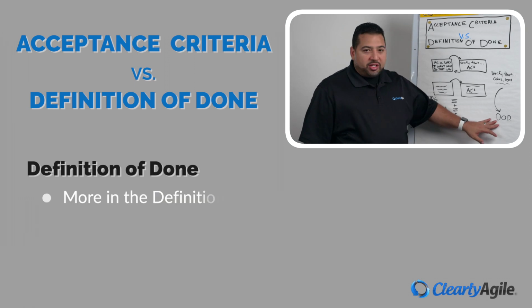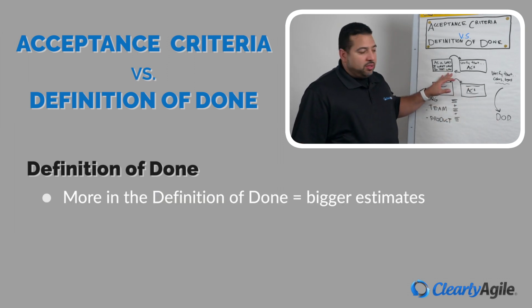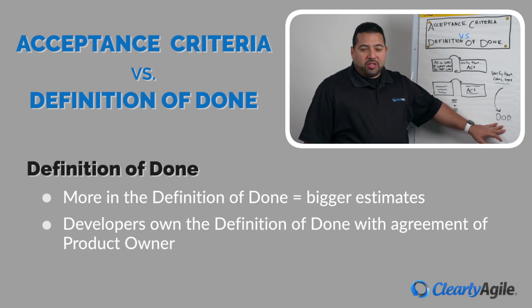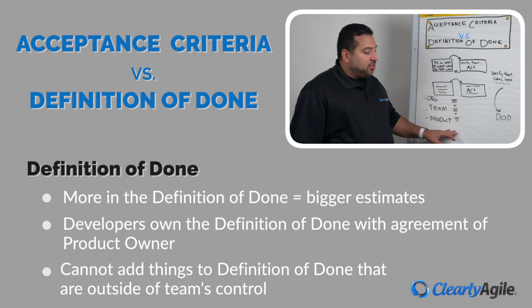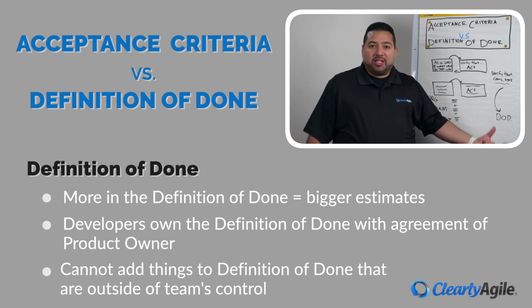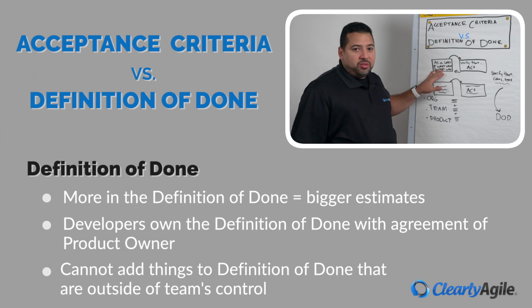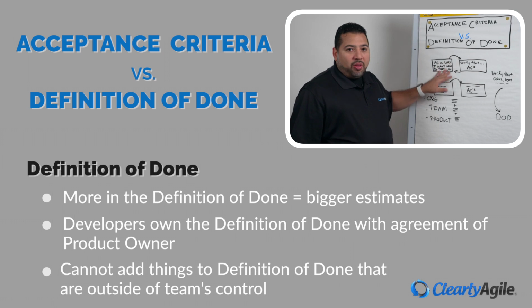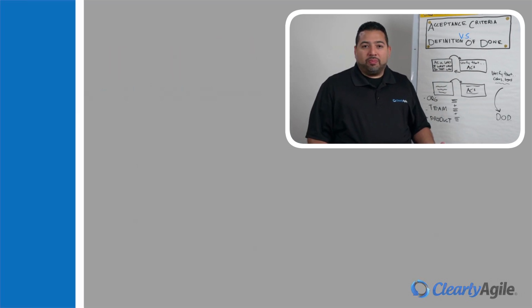Keep in mind that the more things you add to the definition of done, the bigger your estimates are going to be. The devs own the definition of done, but it's in agreement with the product owner. You can't add things to your definition of done that are outside of the team's control. So again, to circle back, acceptance criteria applies to the user story itself, and definition of done applies to all the user stories and the product increment and quality as a whole.